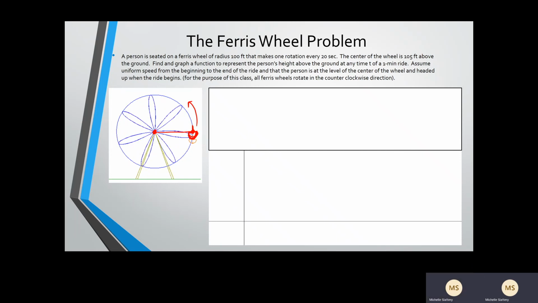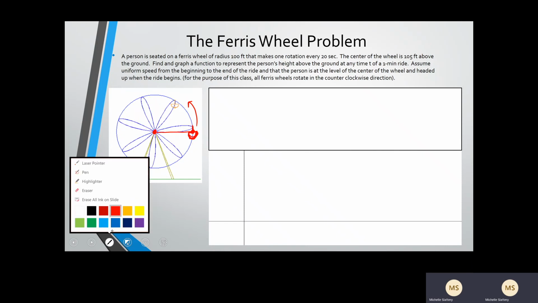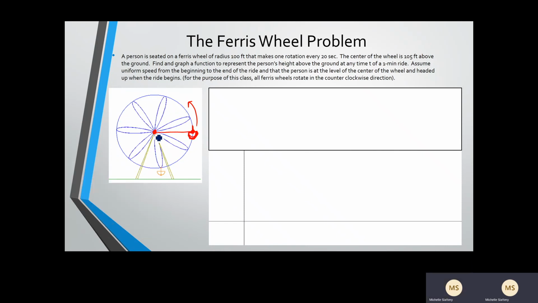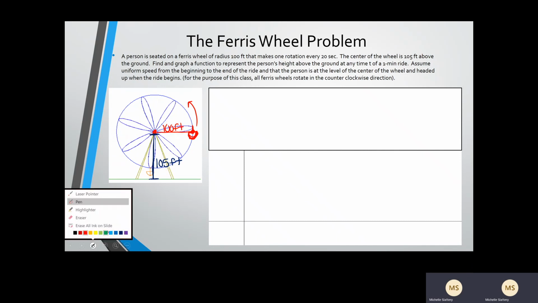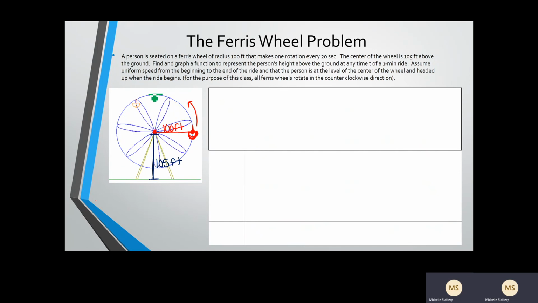It also tells me that the height above the ground is 105 feet. So this distance here from the ground to the center, that distance right there is 105 feet. And I wrote in the radius, but I didn't label it. That's 100 feet. Okay, so I want to think about what's the maximum distance above the ground that we're going to be moving. And that maximum distance above the ground here, it's going to go all the way up to the top.